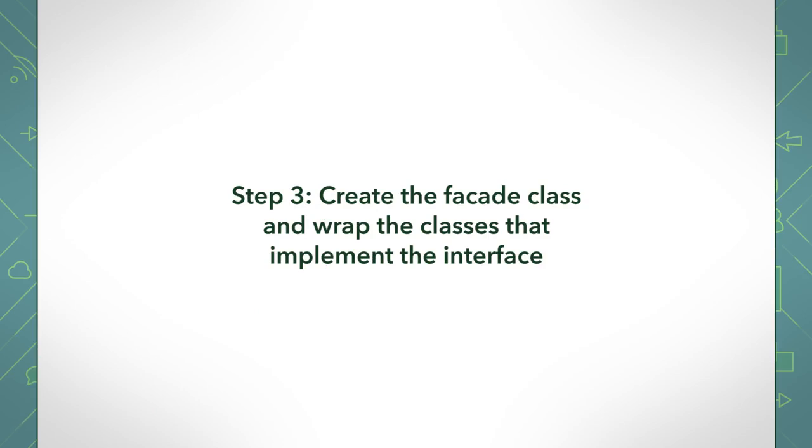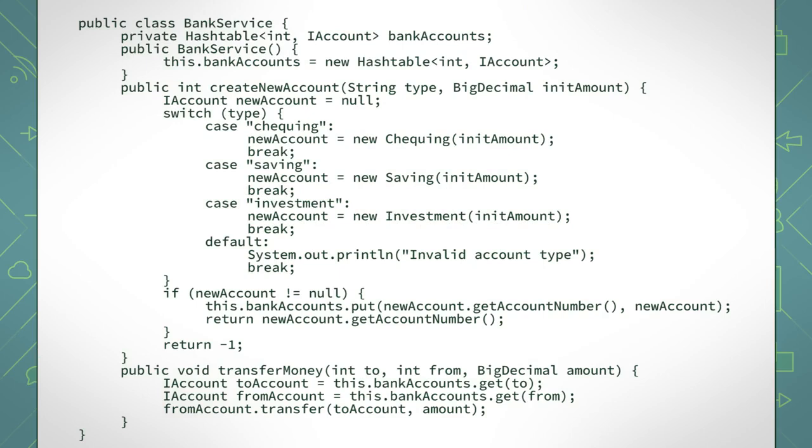Step 3. Create the facade class and wrap the classes that implement the interface. The bank service class is the facade. How does it do that? Notice that its public methods are simple to use and show no hint of the underlying interface in implementing classes. Another thing to note is that we set the access modifiers for each account to be private. Since the entire point of the facade design pattern is to hide complexity, we use the information hiding design principle to prevent all client classes from seeing the account objects and how these accounts behave.